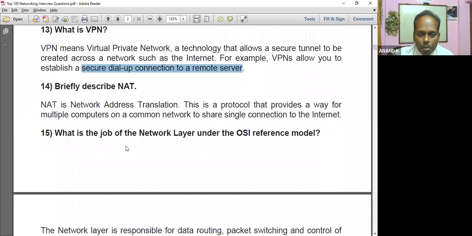Okay, NAT also, we spoke about this. This is a protocol that provides a way for multiple computers on a common network, or rather a private network, to share a connection to the internet. It's not necessarily a single connection. If you are using a single public IP, you say single connection, but NAT can have even multiple public IPs also. That's why I said that single may or may not.